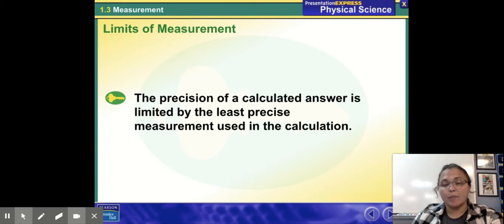For example, if I take 3 measurements and I get 3 different numbers, and I calculate something with those numbers, then my answer cannot be more precise than the measurements I took.